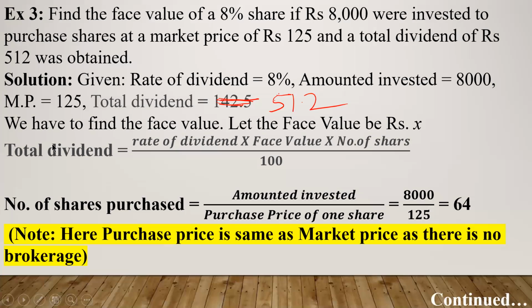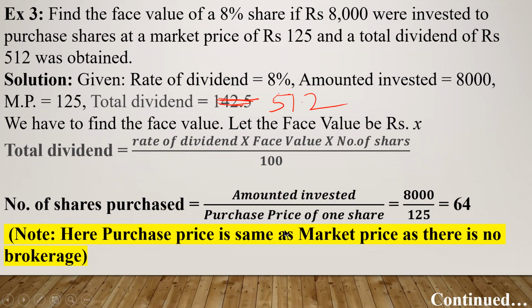Then apply the formula for total dividend. Then you see what things are given to you in this problem. Total dividend is given, yes, 512. Rate of dividend is also given as 8. Face value I have to calculate. But the number of shares is not given directly. Instead, you are given that 8,000 amount was invested with market price 125. So you can find out the number of shares purchased.